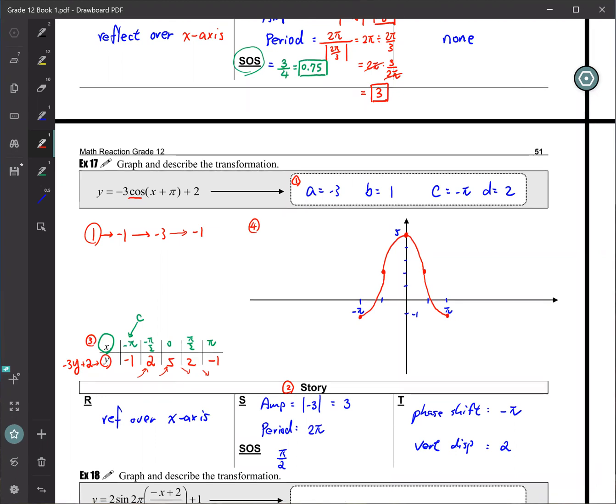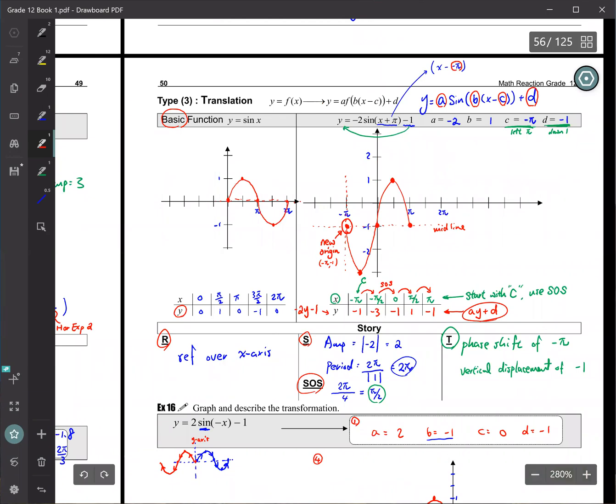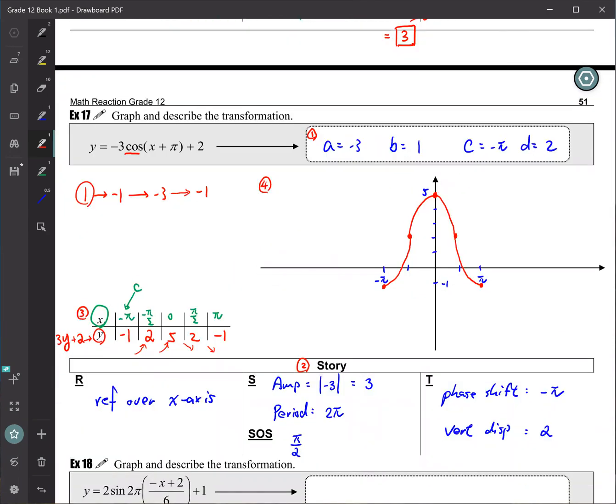Yeah, okay, so where do you think is the new origin? What's the coordinate? Like the last example we had, the new origin was at negative pi, negative 1, right? Where is the new origin for this? Anyone? Anyone want to give it a try? Volunteer, or I have to call names? William, what do you think? Where is the new origin? Negative pi, negative 1.